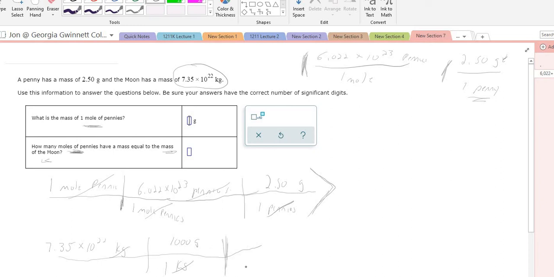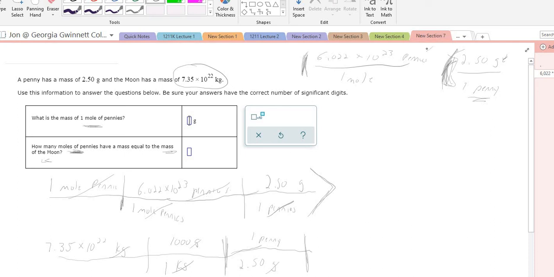And I know that there are 2.50 grams in 1 penny. And how do I know that? It's been given to me right here. And notice with the conversion factor, I can flip that on either side. I can put the numerator in the denominator and vice versa. I can flip that conversion factor as I need to. Do my grams cancel out? They do. Now I'm left with pennies.